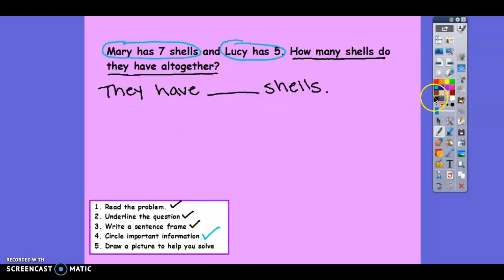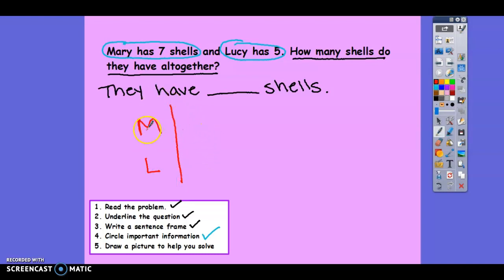The last thing we are going to do is draw a picture to help us solve this problem. Now, when I say a picture, I don't mean I want you drawing pictures of shells or whatever the problem is talking about. When I say a picture, we're going to basically draw a picture of the information that was given to us. So it says Mary has 7 shells. I'm going to write this in a different color. I'm going to write an M for Mary, and I'm going to write an L for Lucy. And if you want to write them all out, that's fine. You can do that as well.